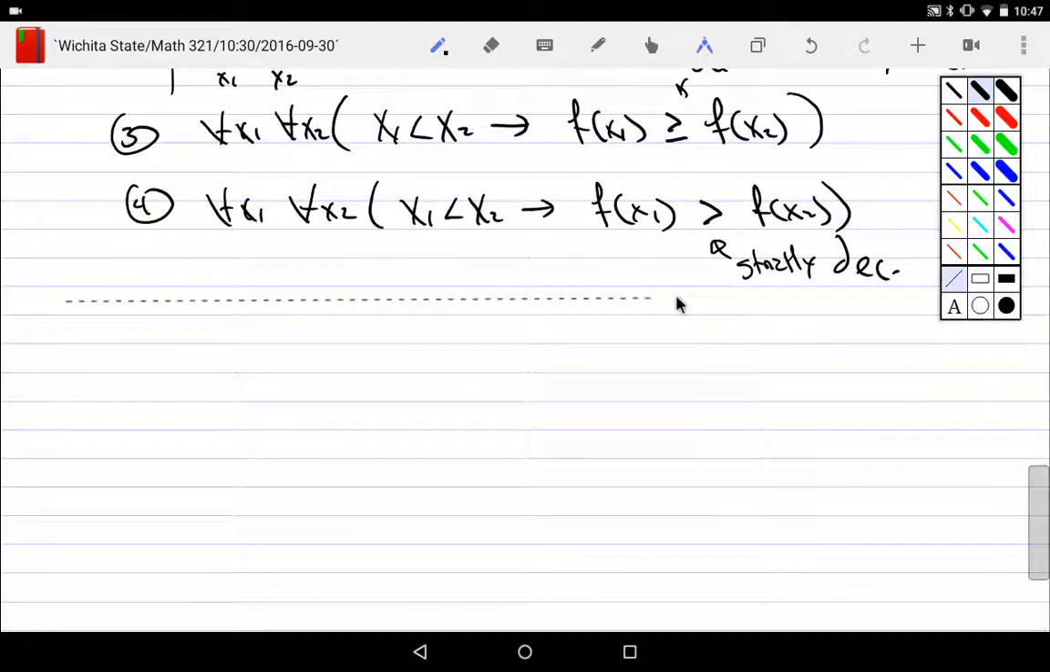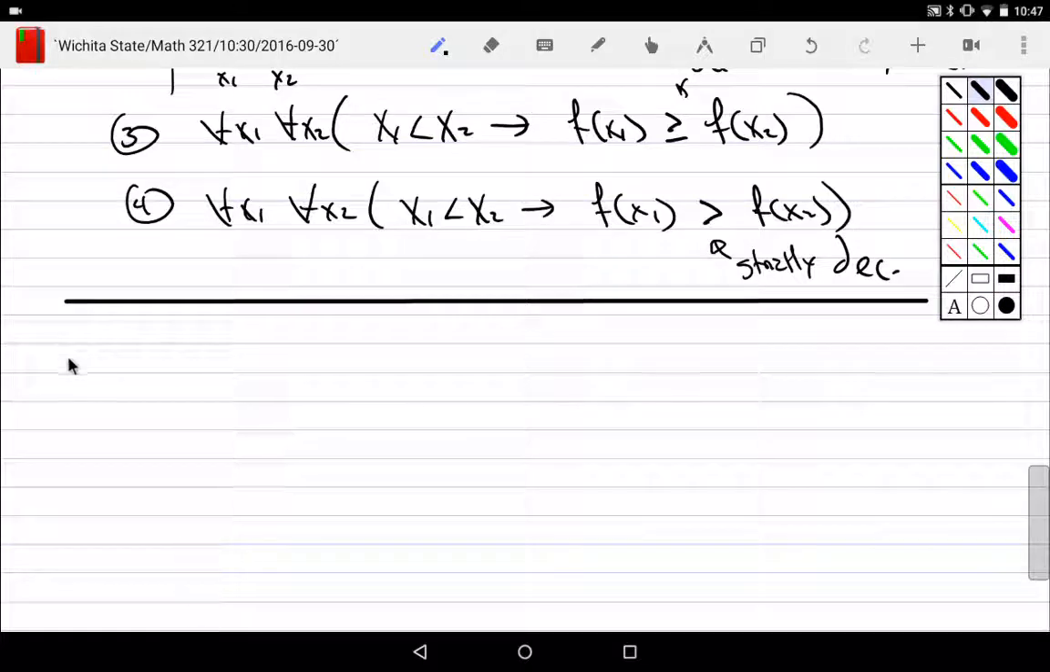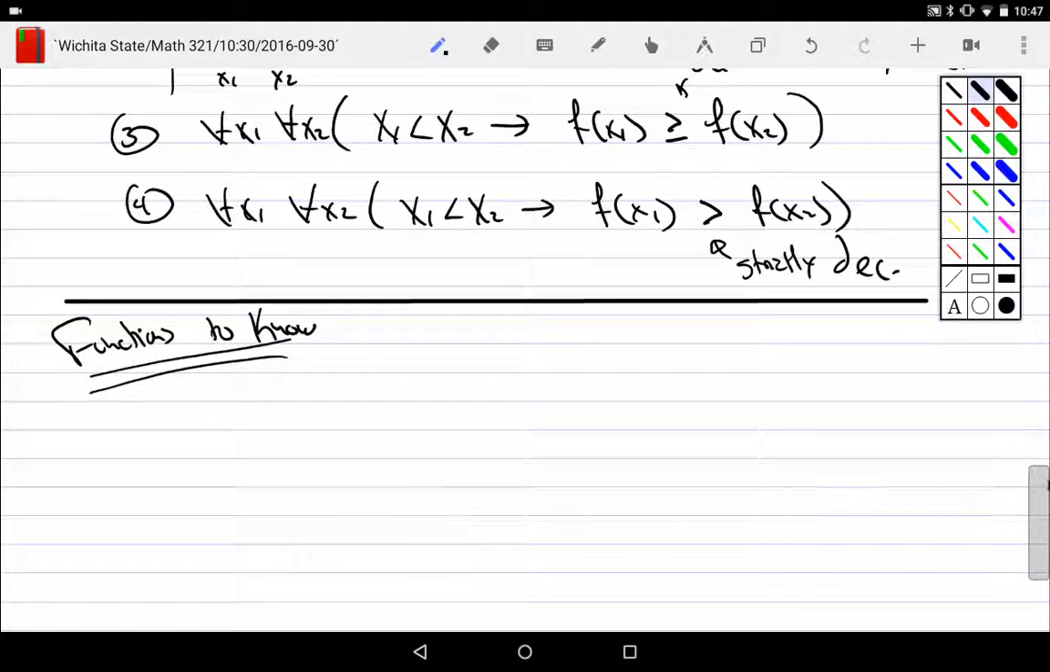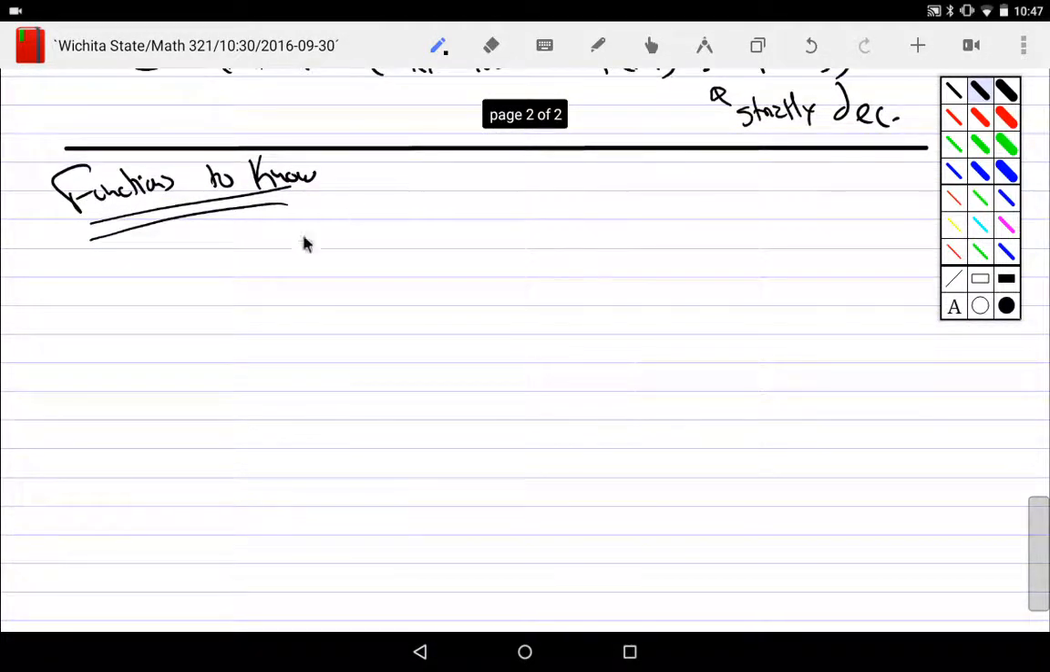What are some special functions that everybody should know? Especially, in particular, if we're talking about ones that are very useful, that everybody uses. What about reals that get mapped to the integers? Some particular functions that map reals to integers. The first is the floor function.